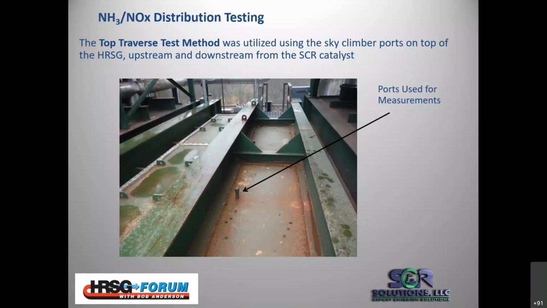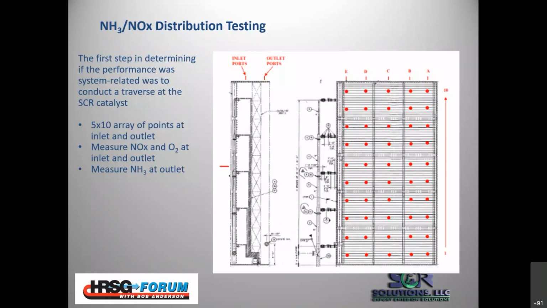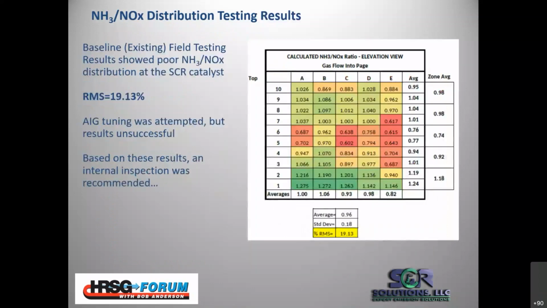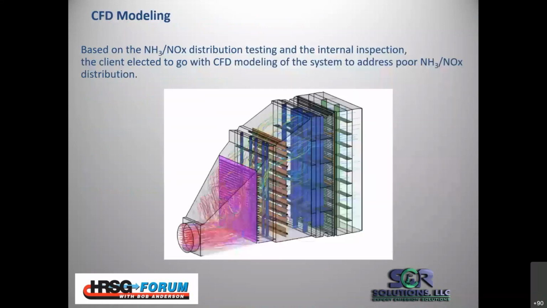So there you see those test ports again. The first thing we did was do a traverse to see what the distribution really looked like at the SCR. And that's the 5x10 array that I showed before. So we got 50 data points. And what we found with those 50 data points, I'll emphasize it's only 50 points, was the distribution was about 19%, not very good. It had a lot of unstable readings. The ammonia slip in some areas was quite high on the outlet and very low on others.